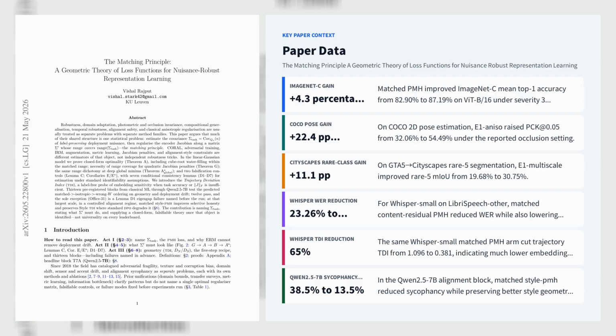Examples include plus 4.3 percentage points on ImageNet-C, plus 22.4 pp PCK at 0.05 on COCO Pose, plus 11.1 pp rare-class mIoU on Cityscapes, a 65% TDI reduction and WER drop from 23.26% to 14.63% on Whisper, and style-preserving TDI on Qwen2 57B, while reducing sycophancy from 38.5% to 13.5%. The main failure, Office-31, is predicted in advance as an eigengap breakdown.